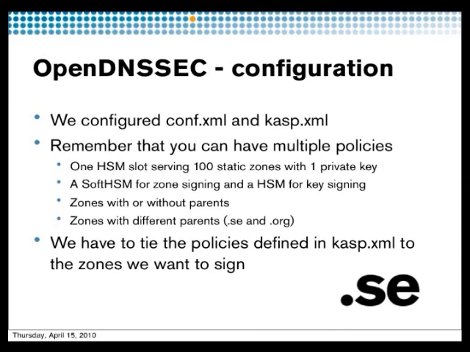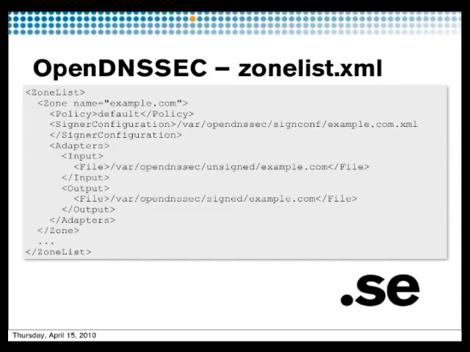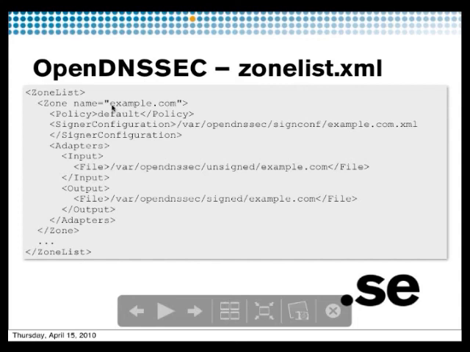But in order to specify this, you have to go into the zone list, and that is where you specify what zones you're going to sign and what policy you're going to use, and where the unsigned and signed zone files are going to be found and placed. So it looks like this. You write your zone name. You have the policy. In this case, the policy name is default, but if you have another policy, just write in that policy name.